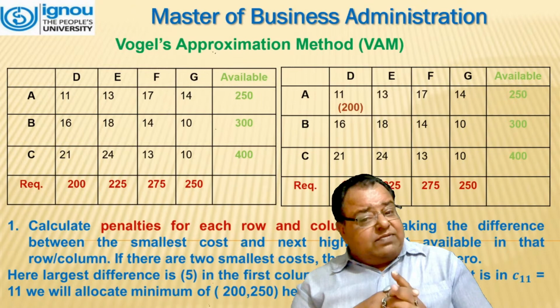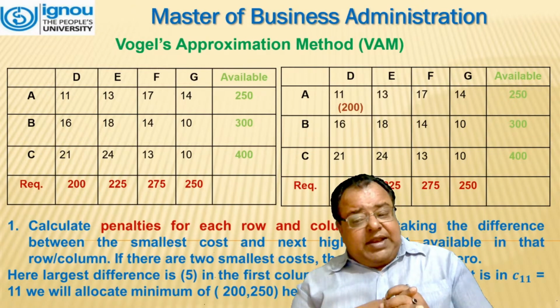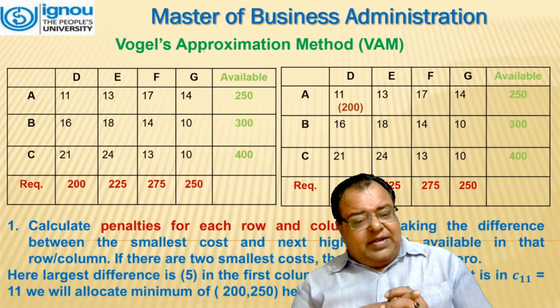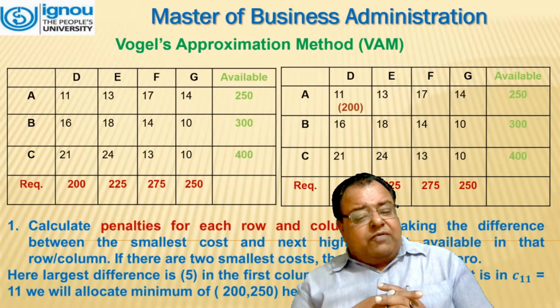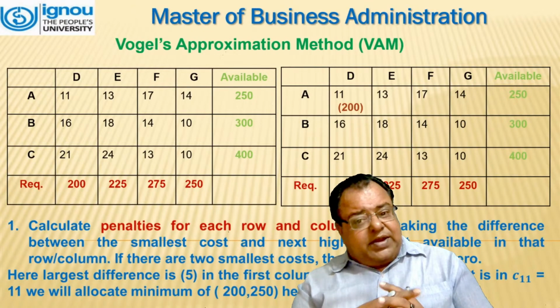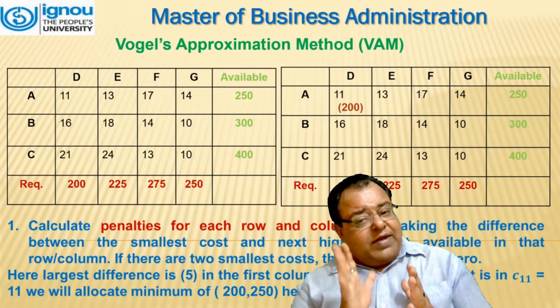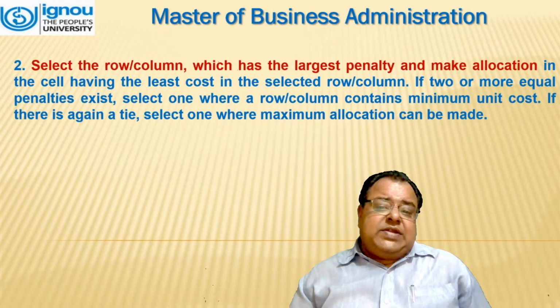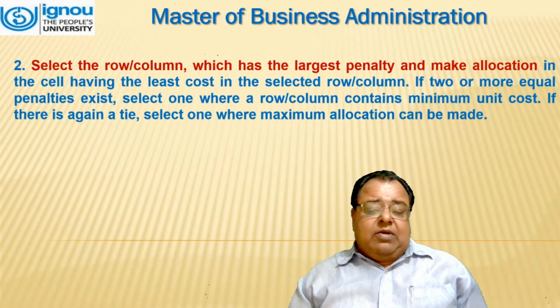16 minus 11 is 5. 21 minus 16 is 5. As the minimum cost is in C11, that is 11, we will allocate the minimum of 200 and 250 here. Minimum is 200, we have allocated. Moving further, select the row or column which has the largest penalty and make allocations.